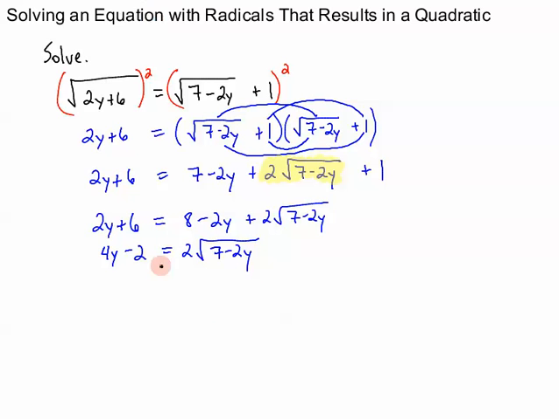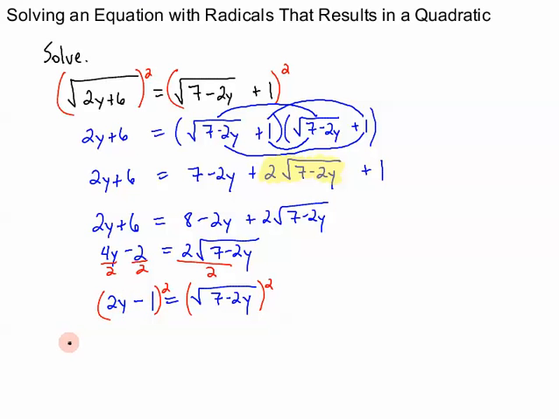I notice at this point that everything's divisible by 2, so I might divide everything by 2 to make the number smaller. And so I get 2y minus 1 equals square root of 7 minus 2y. And now, to get rid of this square root, I would square both sides. The step where I divided by 2 wasn't necessary. It just makes the number smaller to work with because everything was divisible by 2. That's why I did it.